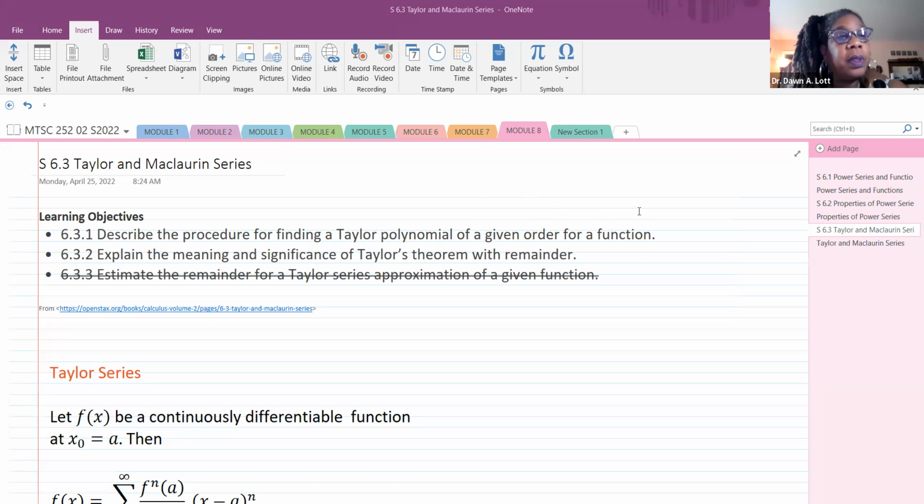Good afternoon, everyone. Today we are looking at our last section from the last module in the last week of class. That is section 6.3, Taylor and Maclaurin series.